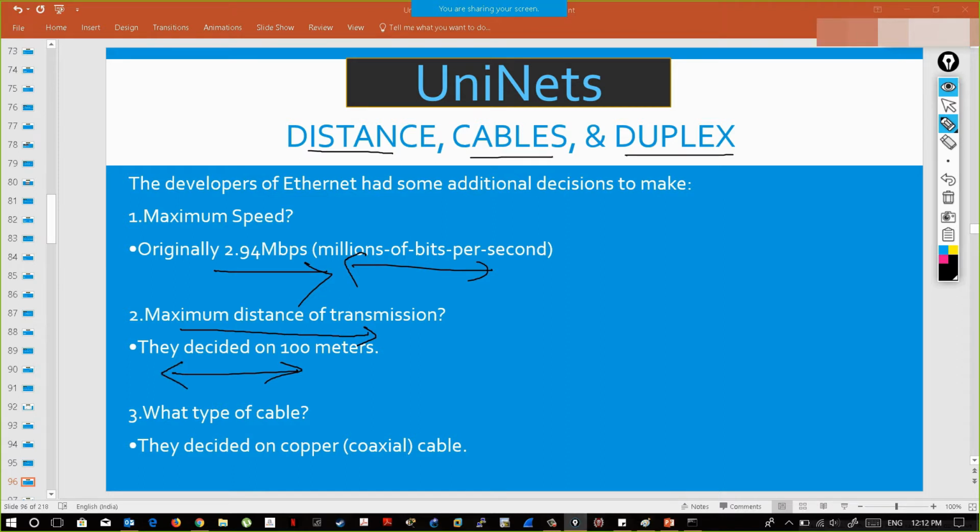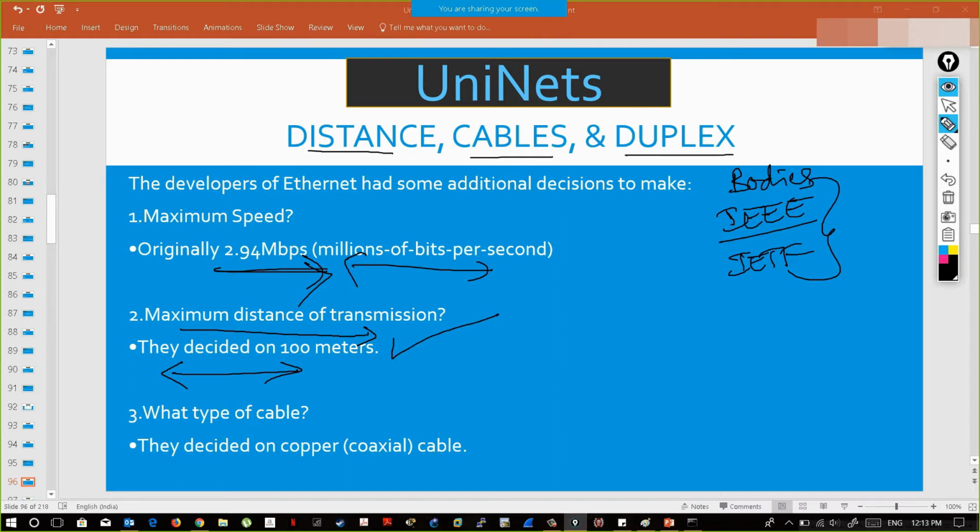They decided with the bodies, as I told you already: IEEE, IETF, and in the beginning I have shown you. These guys came to a conclusion and made these decisions that the maximum speed would be 2.94 Mbps, and the maximum transmission distance without any repeaters would be 100 meters.